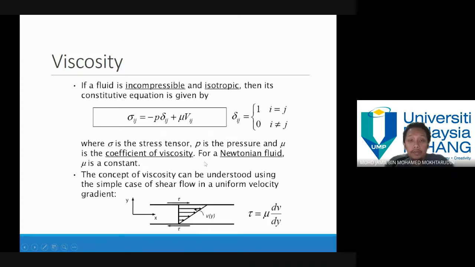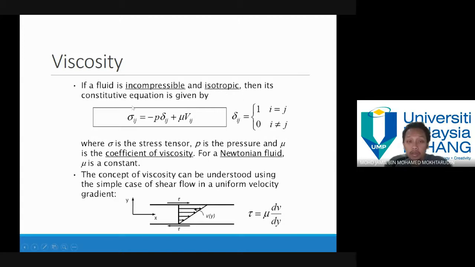So to describe the fluid motion, we require the fluid properties. One of the properties of fluid is known as viscosity. So if a fluid is incompressible, meaning that we compress the fluid but the volume still remains the same. And isotropic means that the forces between the particles are the same, okay? Meaning that it doesn't act in a specific direction, but the forces are equally distributed.